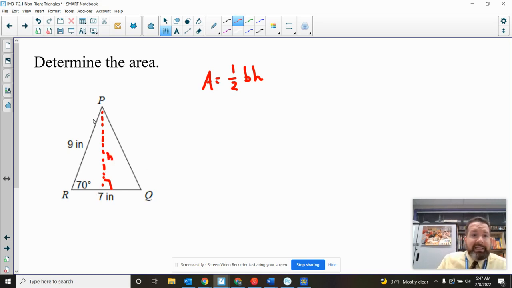So it goes a little bit like this. Let's take a look at this triangle here. I've got a hypotenuse and an opposite side and an angle. So opposite and hypotenuse is sine. So the sine of 70 degrees is the opposite length, which is the height of the triangle, divided by the hypotenuse length. So the height of the triangle is 9 inches times the sine of 70 degrees.